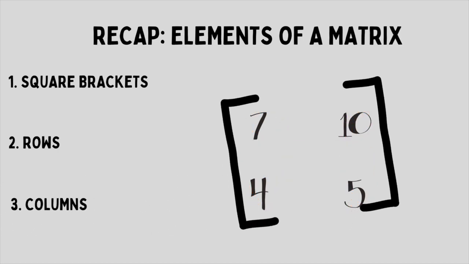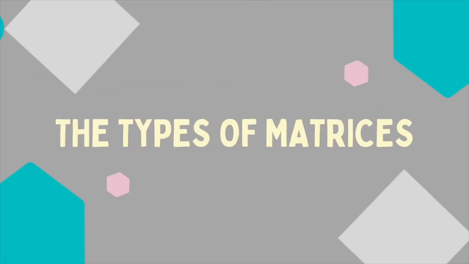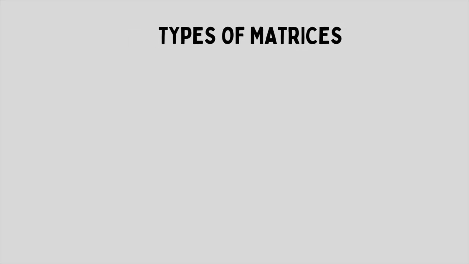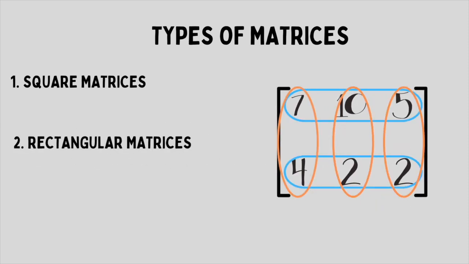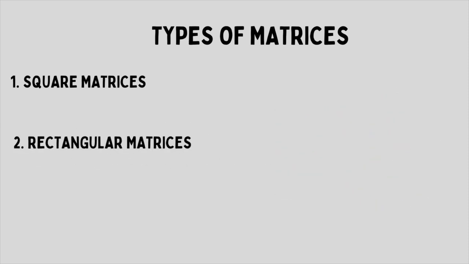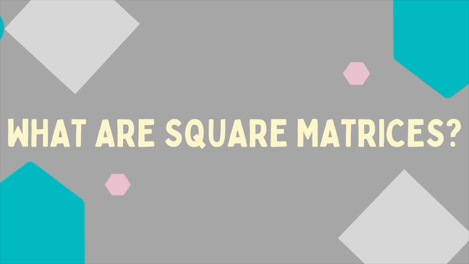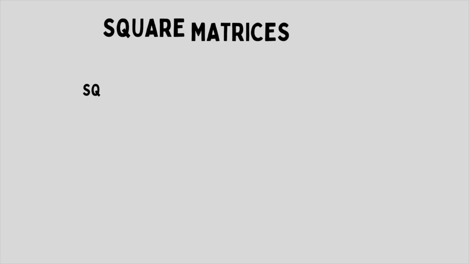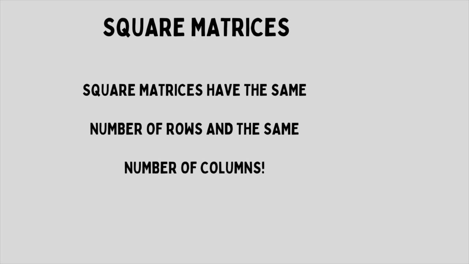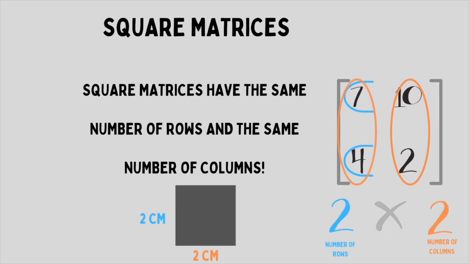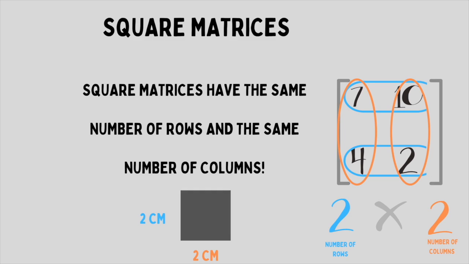Talking about squares, there are different types of matrices. We have the square matrices and rectangular matrices. Now let's talk about square matrices. What are square matrices? Square matrices have the same number of rows and the same number of columns, just like a square. A square has the same length and width. So just like that, we have matrices that have the same number of columns and rows.